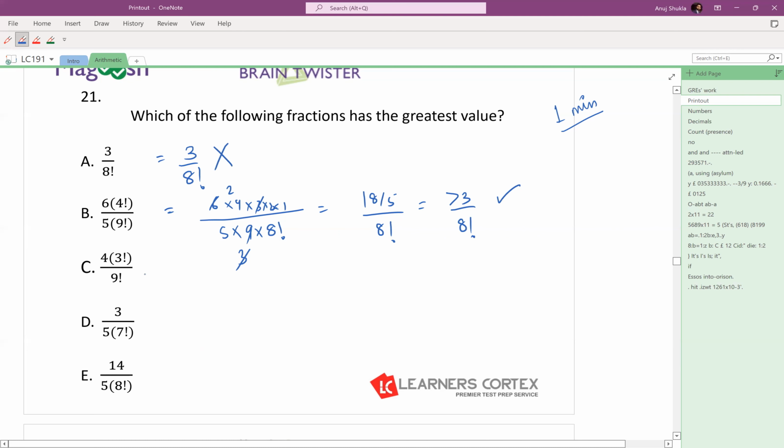Now look here. So this is 4 into 3 into 2 into 1 divided by 9 into 8 factorial. So 3 3s are 9, this is 8 by 3 divided by 8 factorial. 9 by 3 is 3. So this one is less than 3 by 8 factorial. So this is not the greatest value.